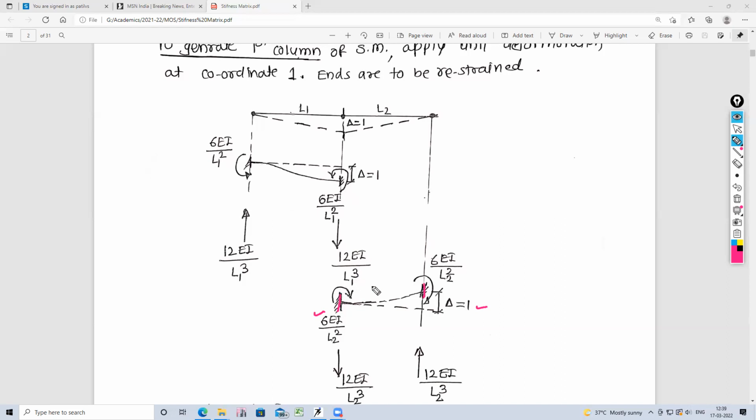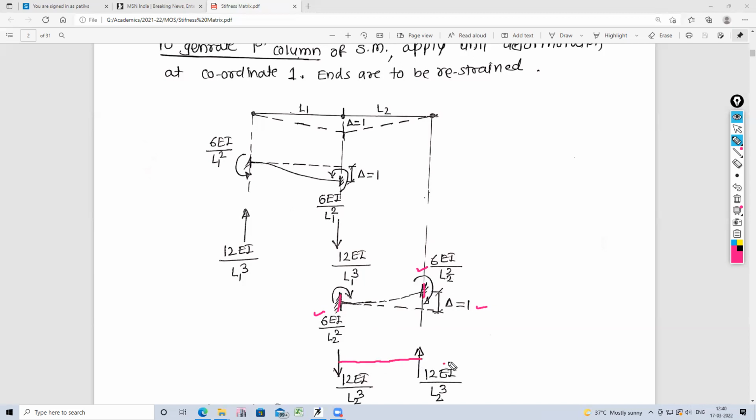And it is a clockwise moment. The moment produced at the far end is again clockwise, the value the same. It is 6EI upon L2 square. Okay, now this will generate a reaction. So this is a clockwise moment, so the resistant couple will be anti-clockwise.